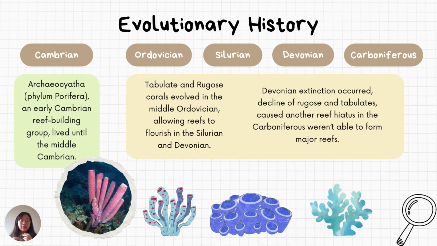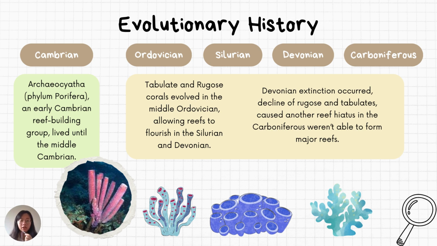Next, let's see the evolutionary history of Scleractinia. So during the early Cambrian, there is no Scleractinia, where Archaeocyatha reef acts as the primary reef building group and lives until the Middle Cambrian.